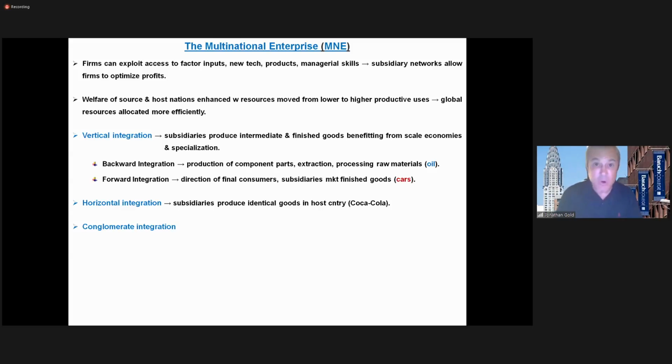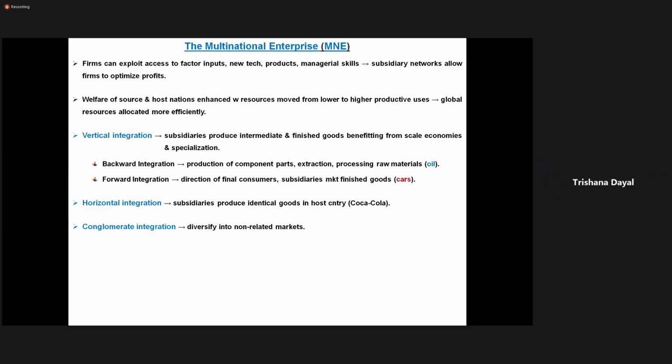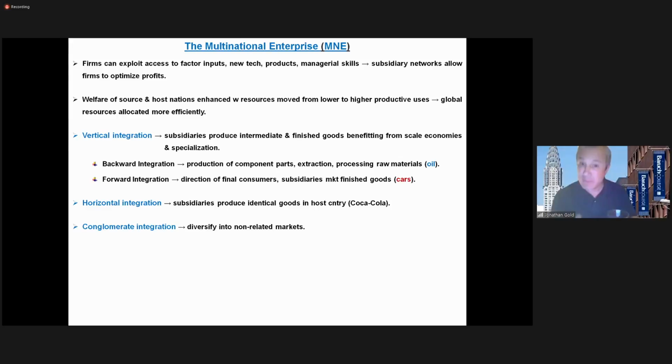So think of, for example, Coca-Cola. And then conglomerate integration, which is companies that diversify into non-related markets. So you have companies like Koch Industries that are oil producers, industrial manufacturers, but also paper manufacturers, and involved in lots of different businesses. Can anyone else think of a conglomerate? LVMH. LVMH is a good conglomerate. That's very good. Louis Vuitton, Moet Hennessy, very good. ITT is a good example of a conglomerate. Yes, that's an excellent one.